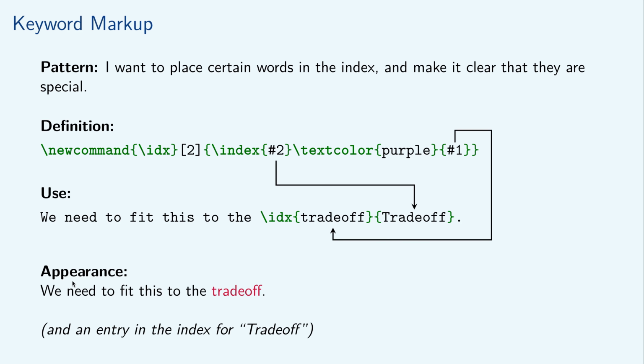This will result in this appearance where trade-off with a lowercase t is written in purple. It will also result in trade-off with an uppercase t being put into the index, given that I have an index.